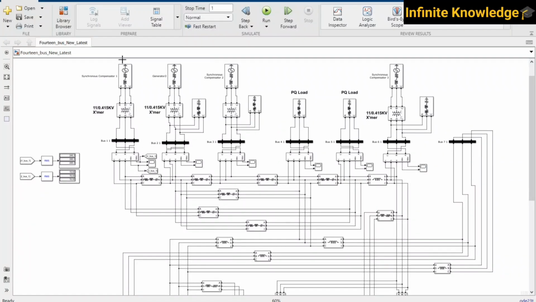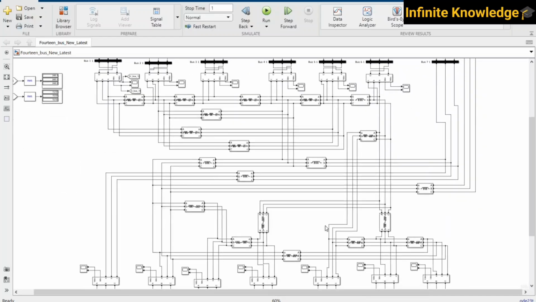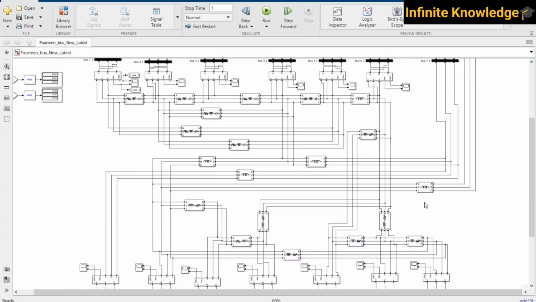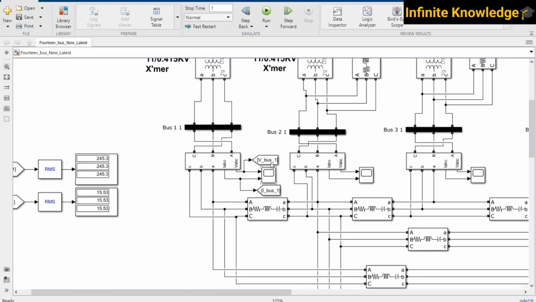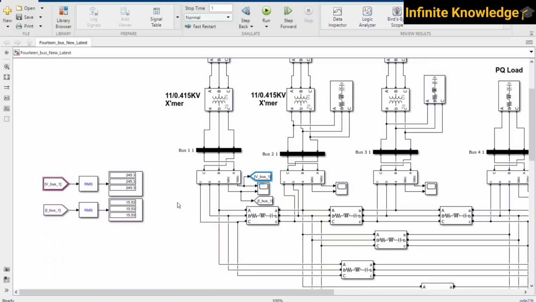Even though we are generating at 11 kV, we connected the system at 415 volts, so all the buses are on 415 volts, and we are getting this voltage. This is not a per phase voltage, it is a phase to ground voltage, and that's why it's 245. Here we are measuring for this specific bus.